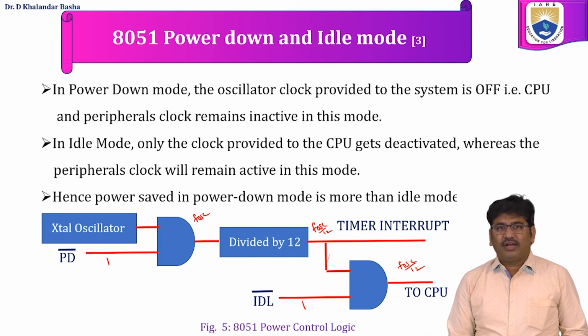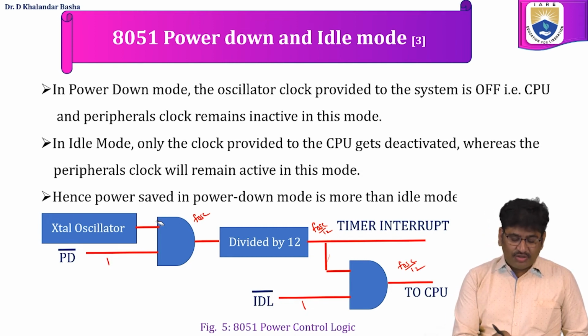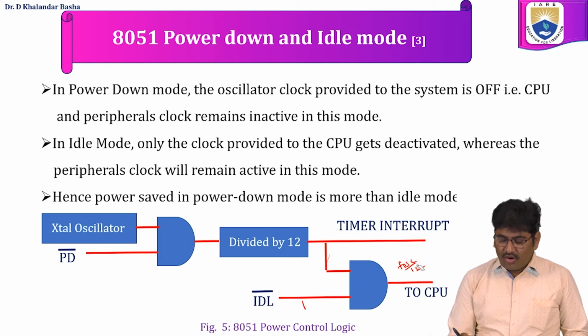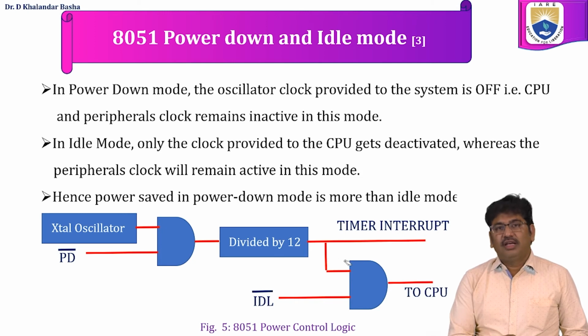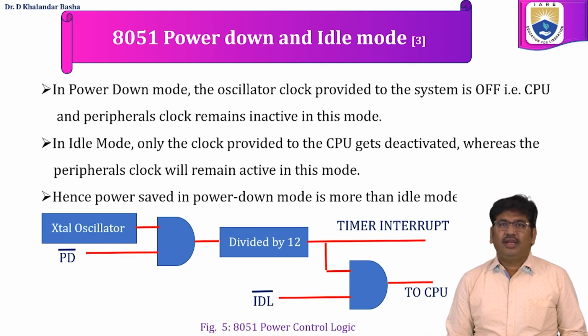If power down is active, that means PD bar is equivalent to 0, no pulses will be transmitted to the CPU as well as the peripherals. If power down is inactive and idle is active, in that case the pulses will be transmitted to the timer and interrupts, whereas these pulses will not be transmitted to the CPU. So the CPU will be in the inactive state in idle mode, whereas in PD mode, the CPU as well as the peripherals will be in the inactive state.